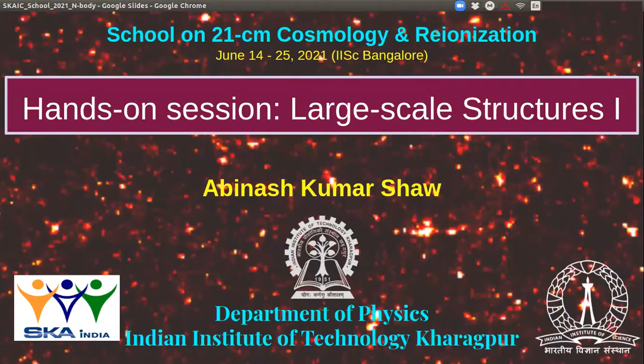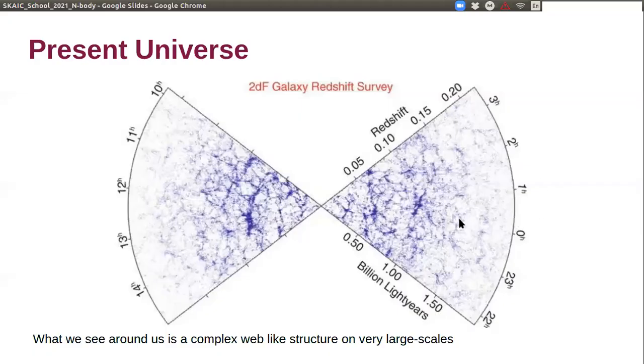So let us begin with the picture from the 2dF Galaxy Redshift Survey, where the center is the position of the observer, and as you can see, this axis denotes the redshift, which again tells you about the distance as well as the look back time. Every point in this plot represents a galaxy. So now you can imagine by looking at the picture what large scales we are talking about.